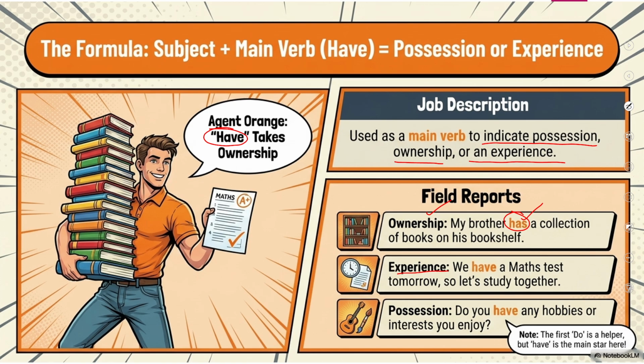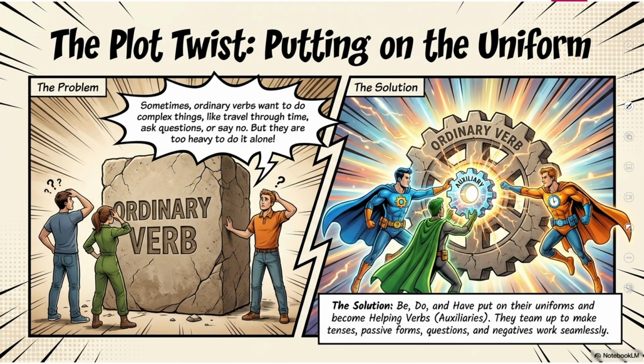When we talk about experience: we have a maths test tomorrow, so let's study together. In the possession case: do you have any hobbies or interests you enjoy? Here you can see that we have have as a main verb, but here you can see a do as well. There is a note for this. The first do is a helper, but have is the main star, or main verb, here.